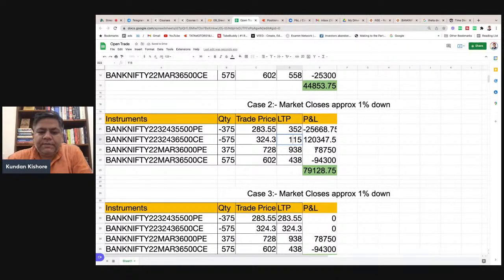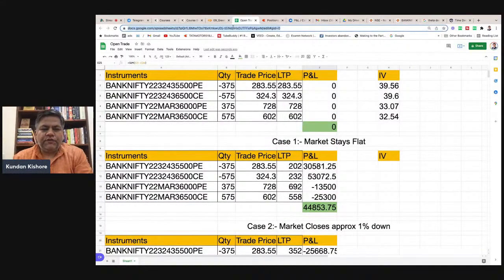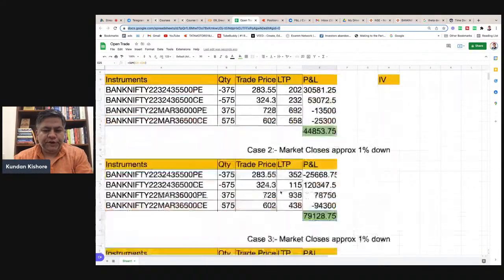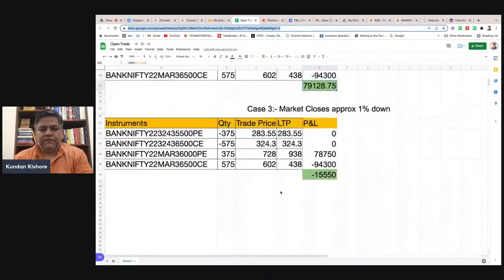So what do you see here? Even when the market is going down by 1%, we are going to make 79,000 rupees profit, assuming we are not changing volatility. I'll place the link of this sheet below the YouTube video so you can do it, but the best thing would be to do the calculation yourself.